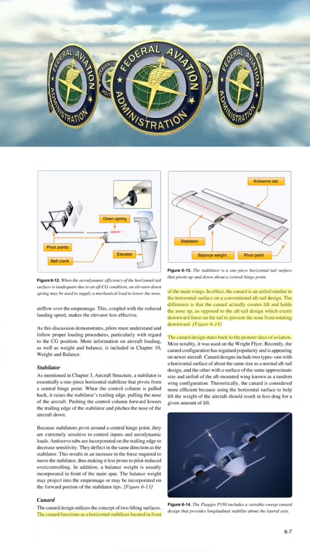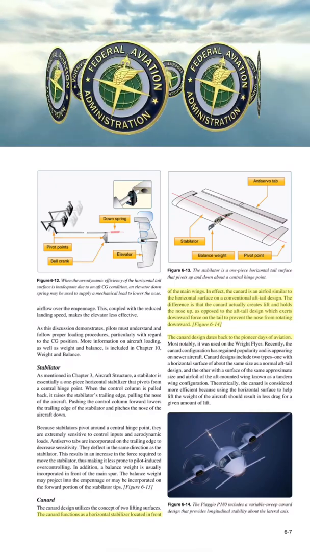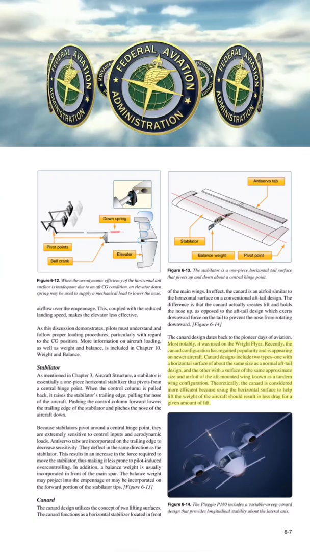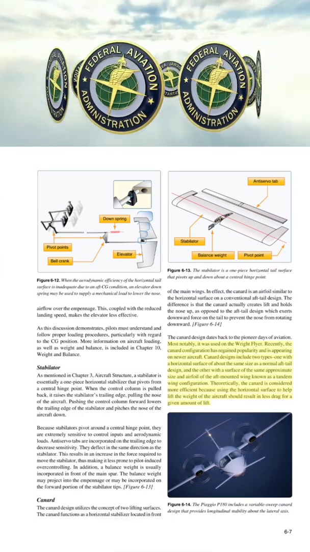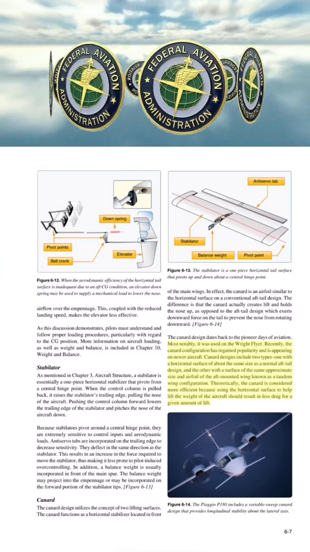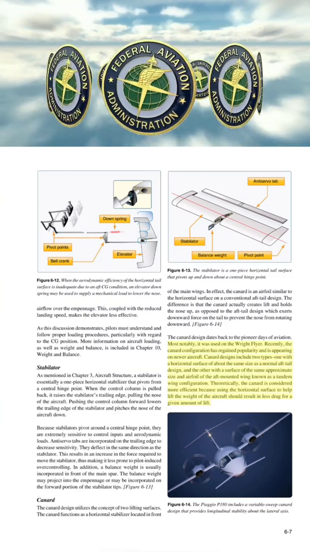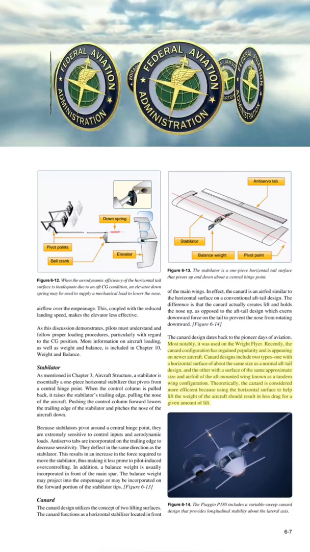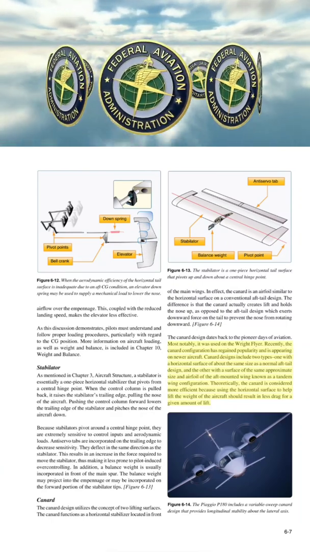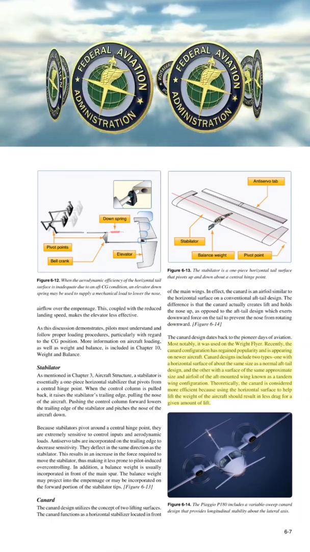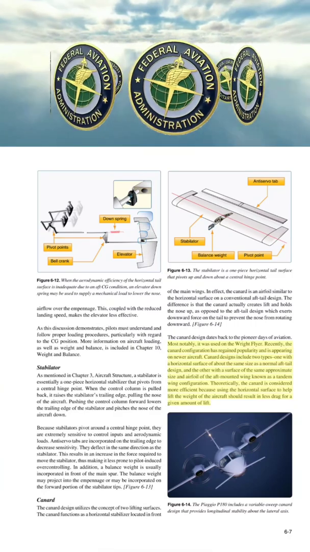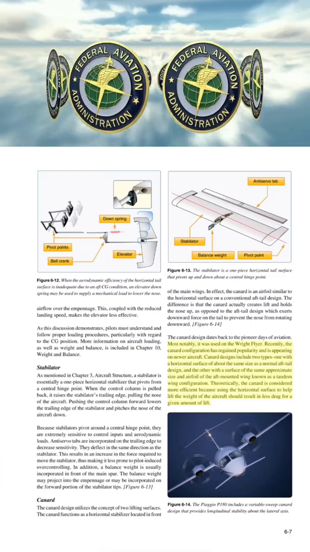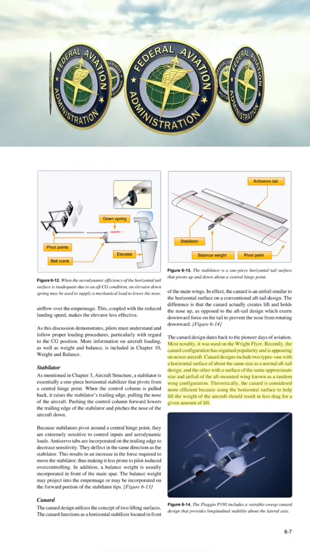Figure 6-14. The canard design dates back to the pioneer days of aviation. Most notably, it was used on the Wright Flyer. Recently, the canard configuration has regained popularity and is appearing on newer aircraft. Canard designs include two types: one with a horizontal surface of about the same size as a normal aft tail design, and the other with a surface of the same approximate size and airfoil as the aft-mounted wing, known as a tandem wing configuration. Theoretically, the canard is considered more efficient because using the horizontal surface to help lift the weight of the aircraft should result in less drag for a given amount of lift.